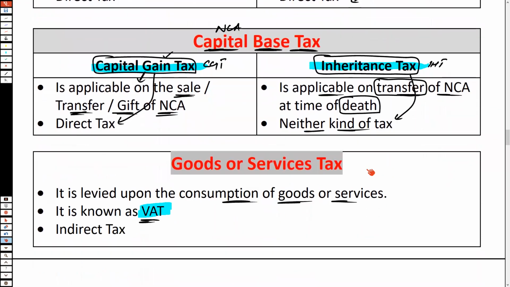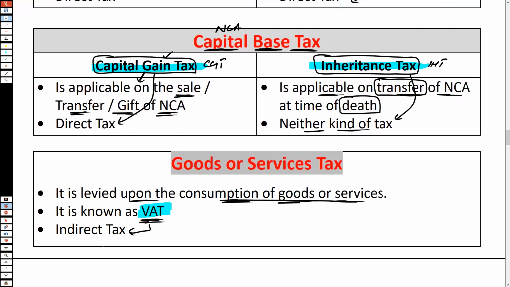The last one, goods or services tax. It is levied upon the consumption of goods or services. It is known as value added tax, and it's a kind of indirect tax because it is not directly applicable on the consumers.